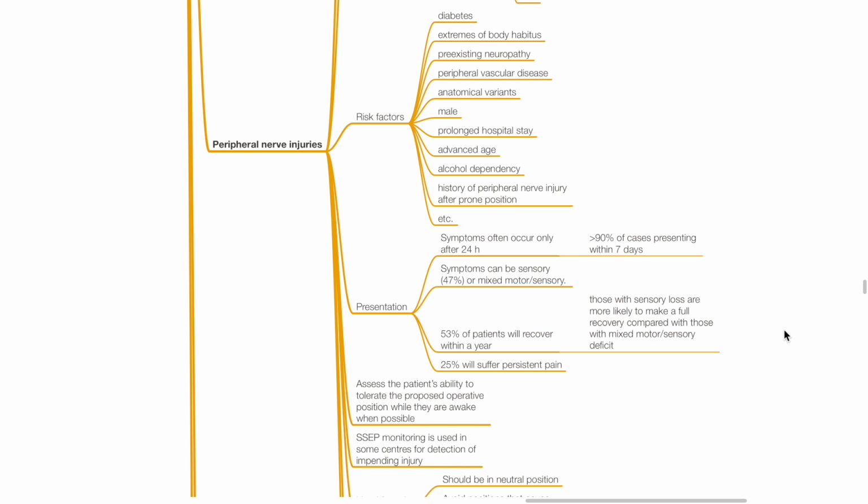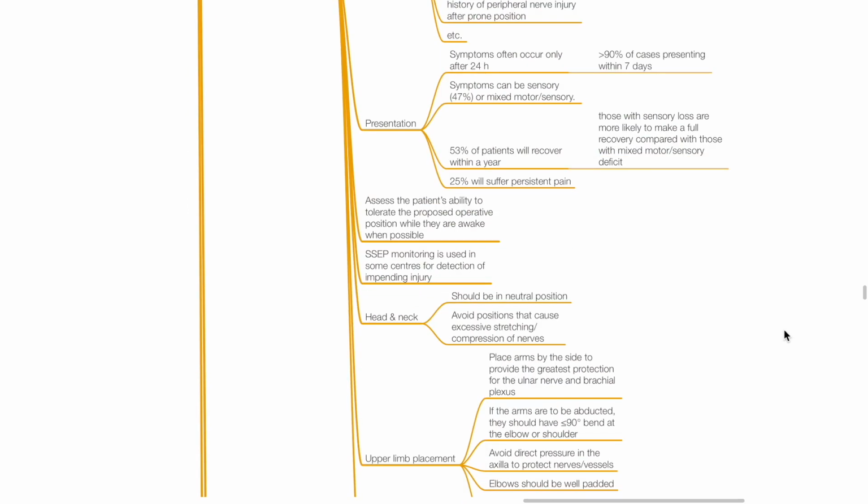Presentation. Symptoms often only occur after 24 hours, with more than 90% of cases presenting within 7 days. Symptoms may be sensory or mixed motor-sensory. 53% of patients will recover within a year. Those with sensory loss are more likely to make a full recovery compared with those with a mixed motor-sensory deficit. 25% will suffer persistent pain.